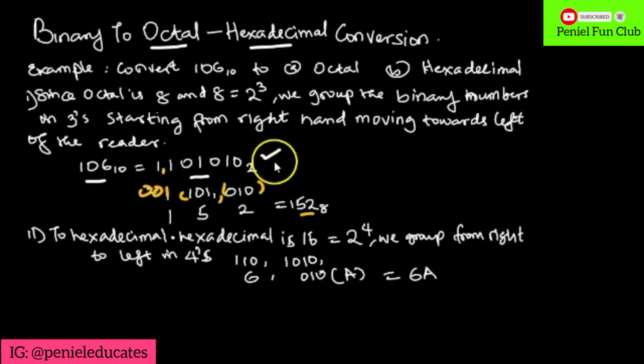Another way that I can look at it is to convert this binary to base 10, everything together to base 10. Then from base 10, I will now convert to base 8.